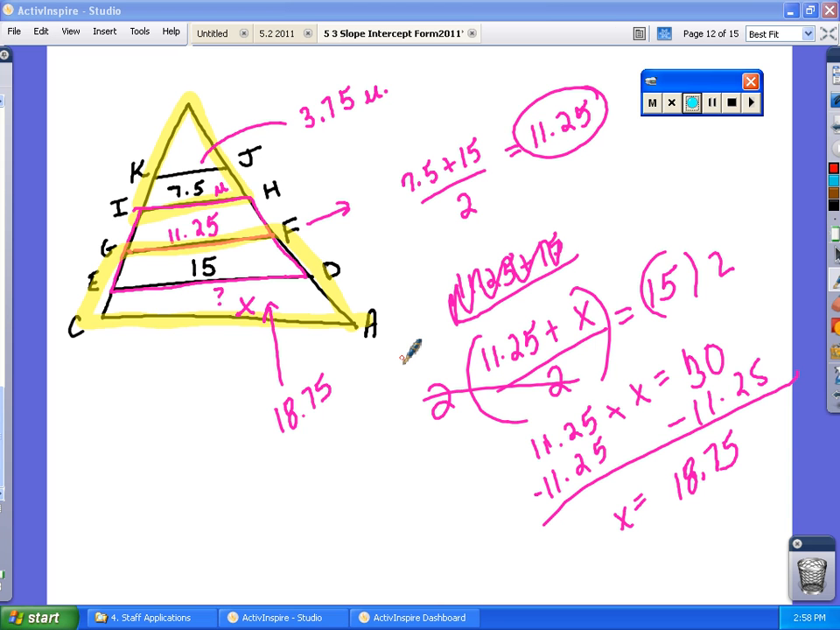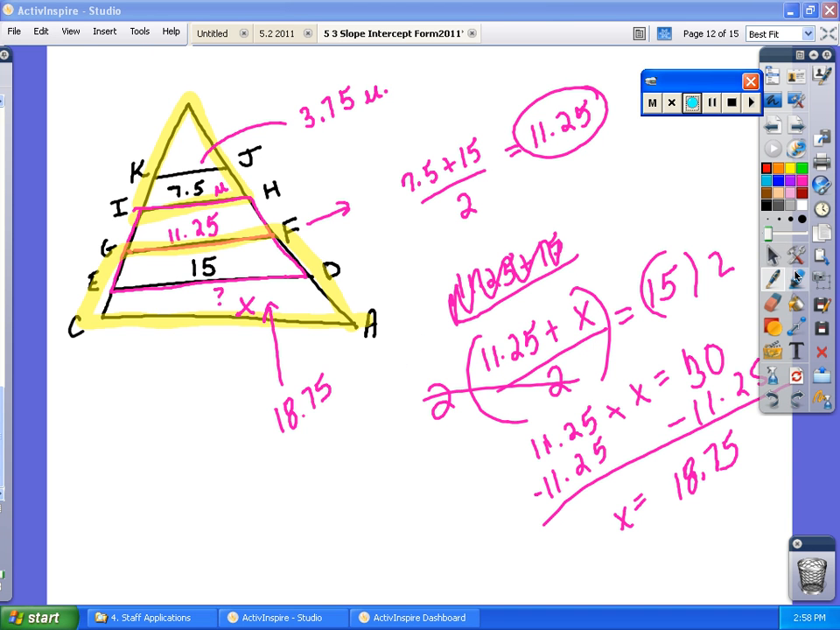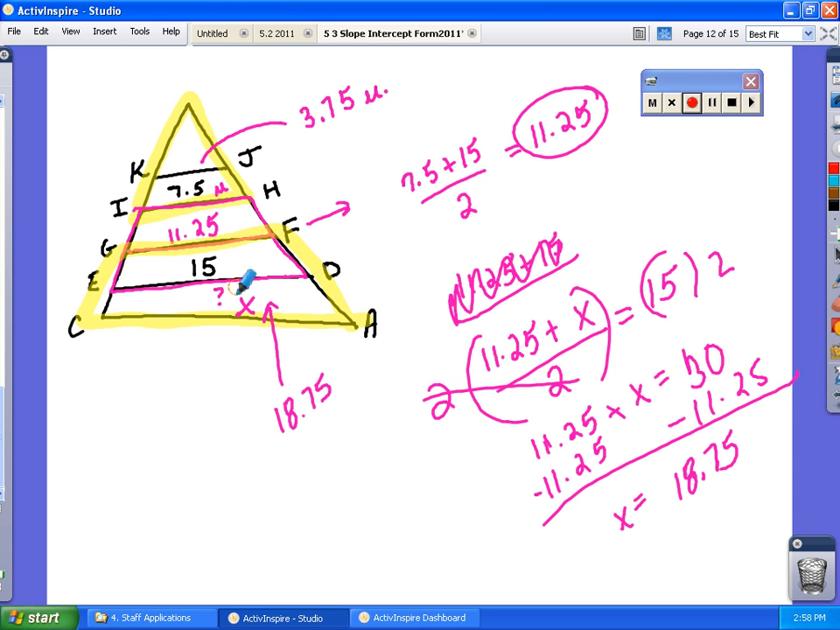Hey guys, we're going to go through the first two homework questions, the other one we did in class. So first thing I want you to notice is when you get this, the numbers in black were the ones that were given. So the first thing I noticed is that this triangle right here, KJ, is actually a mid-segment of it. So I just divided 7.5 by 2 and I got 3.75.